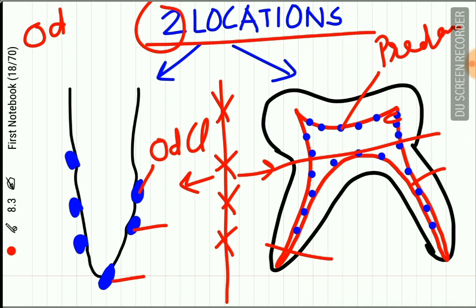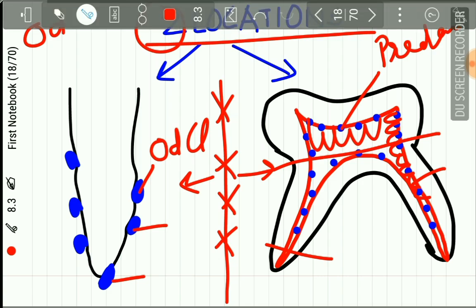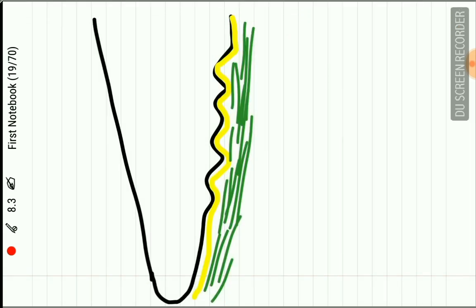Now, where in the pulp chamber and the root canal are the odontoclasts present? These odontoclasts replace the odontoblast layer present in the pulp and thus initiate the resorption. Now, the process of tooth resorption is not continuous. There is a phase of repair.